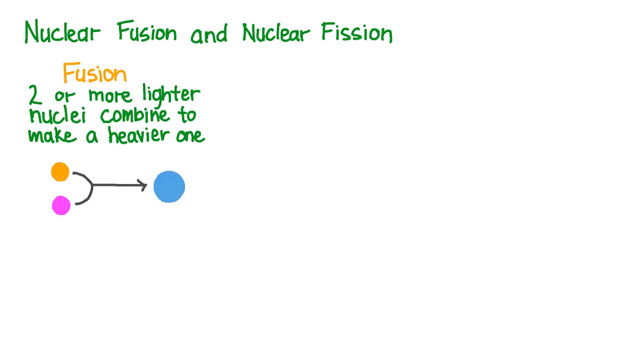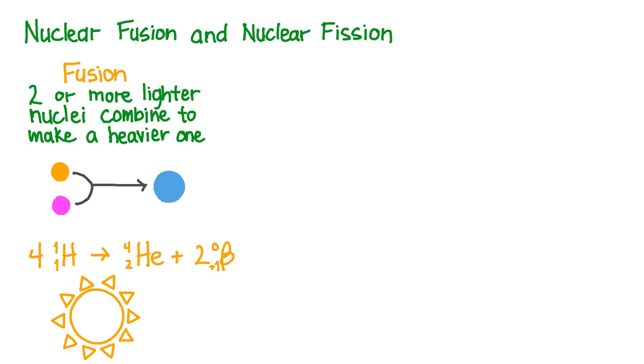During fusion, two or more lighter nuclei combine to make a heavier one. This is an example of a fusion reaction. During this reaction, four lightweight hydrogen nuclei combine to create a heavier helium nucleus and two positrons. This reaction is the net reaction of a series of more complicated reactions that occur in the Sun.